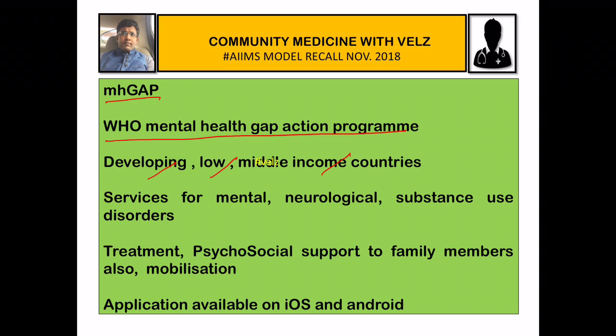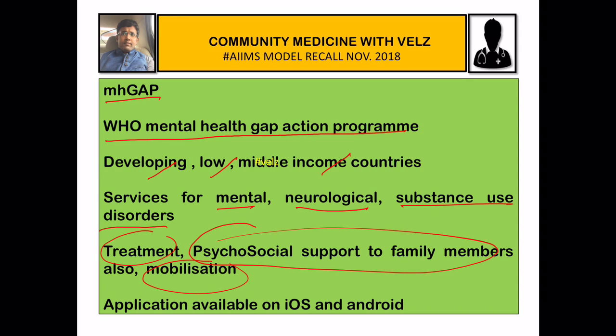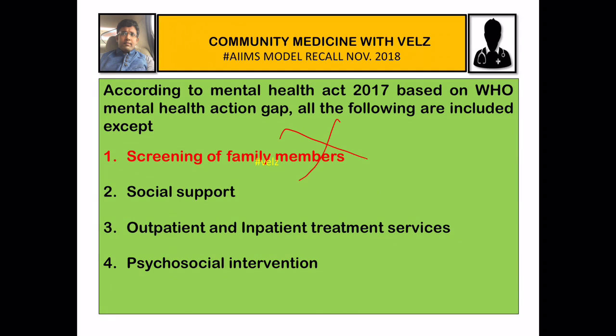They give services for mental disorders, neurological disorders and substance use disorders, like those suffering from addiction to smoking, alcoholism, schizophrenia, and those who have suicide tendencies. They mobilize them, and then they give inpatient and also outpatient treatment. They also give psychosocial support to their family members. Diseases like depression or mental disorders are like non-communicable diseases, so they will not screen the family members. They will give social support, outpatient and inpatient treatment services, and psychosocial intervention, but there is no need for screening the family members.